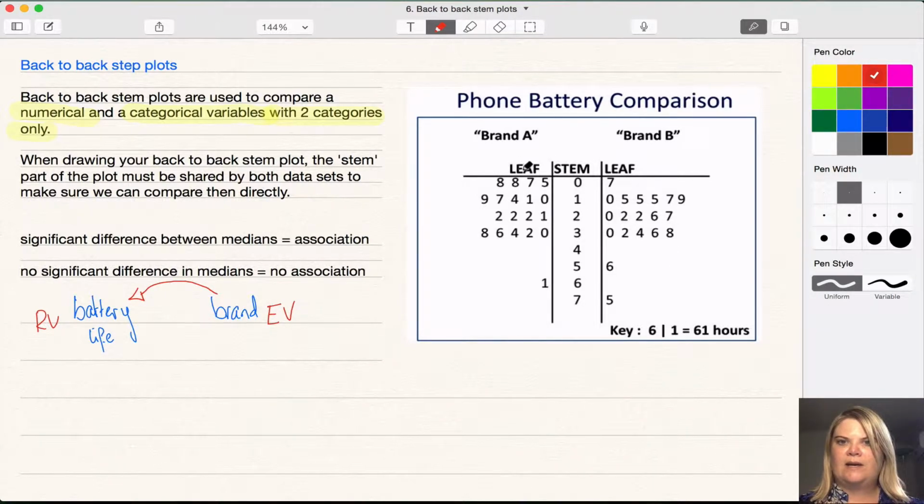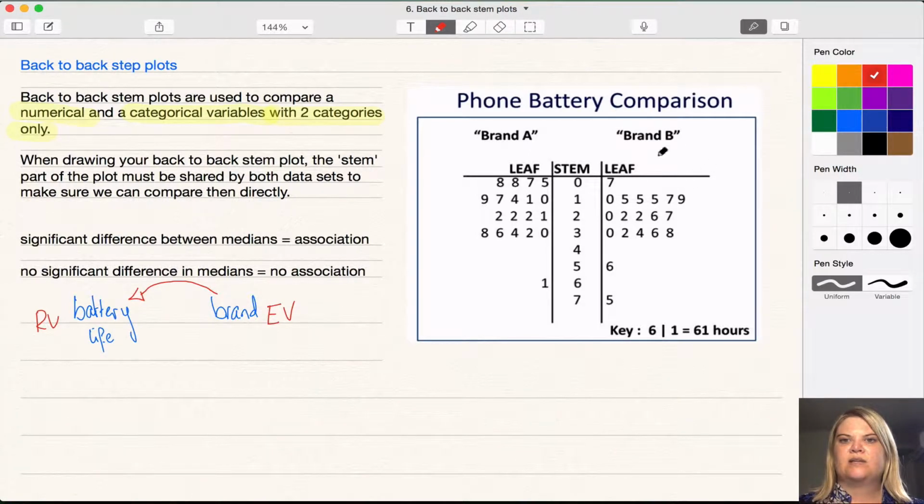When we have our two variables, the brand is the categorical variable because it's got two different categories, and you're either in brand A or brand B. And the battery life is a numerical variable because it's counting how many hours that the battery lasts for.